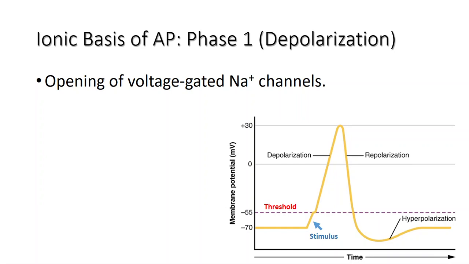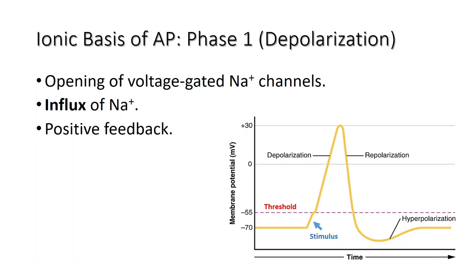As more channels open, sodium inflow increases, the membrane depolarizes further, and more sodium ion channels open. This is an example of a positive feedback mechanism. The inflow of sodium ions changes the membrane potential from minus 55 millivolts to plus 30 millivolts. At the peak of the action potential, the inside of the membrane is 30 millivolts more positive than the outside.